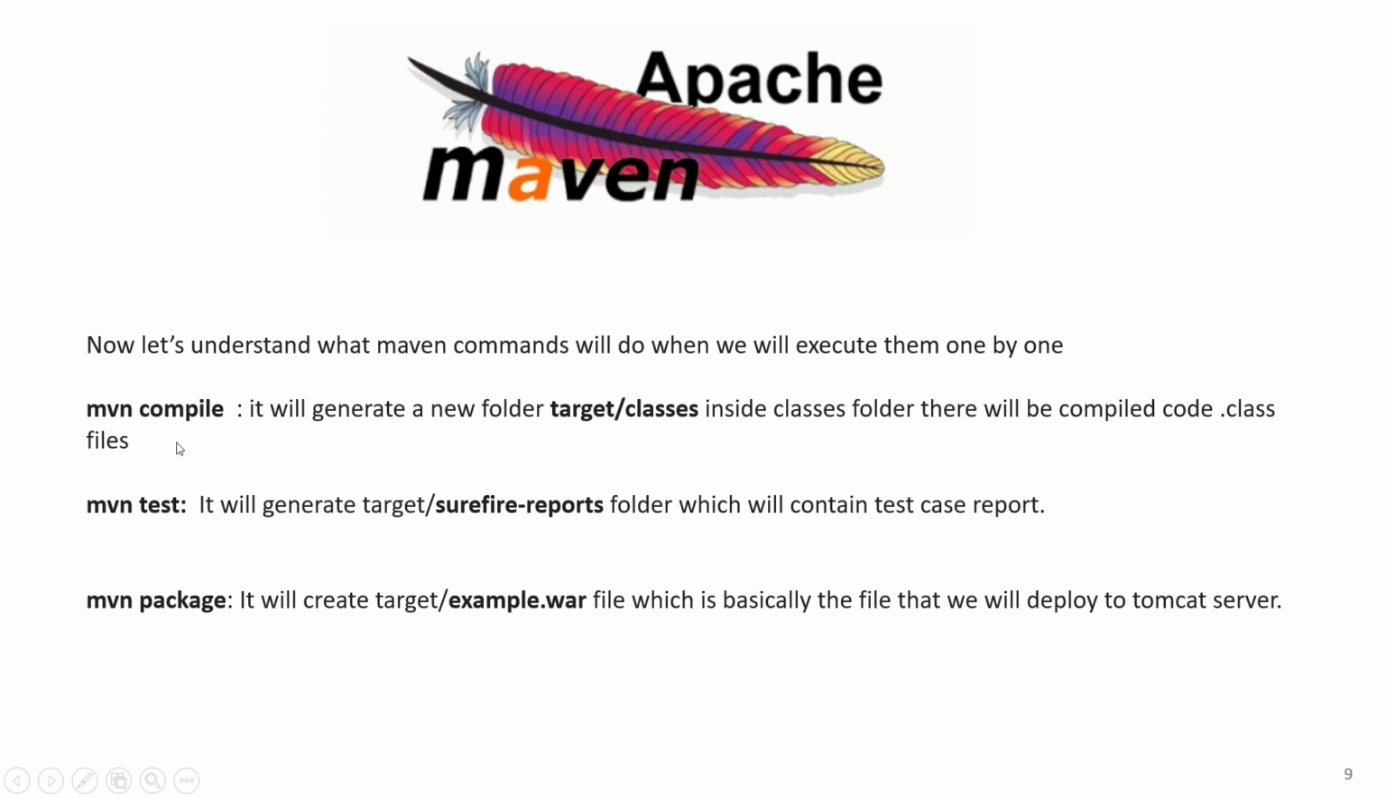After compilation, these types of files we get when we have Java code. When we use the mvn test command, it generates another folder under the target directory, the surefire-reports folder, that contains our test case reports related to the source code. And mvn package is the command that generates a war file, which is the file that we usually deploy to our Tomcat server or wherever we want to deploy it. So this is the build that will get used, and that will give us a console of our application.